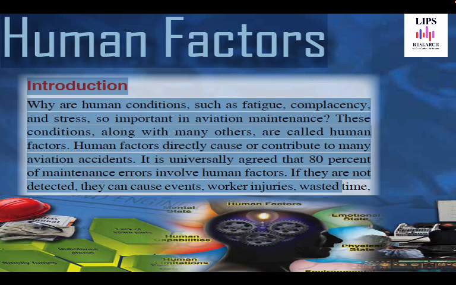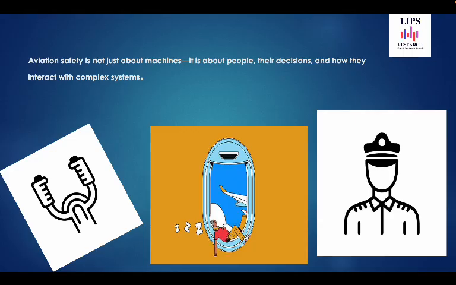There are so many conditions, such as fatigue and stress, which make it so important in aviation maintenance, and these conditions along with many others are called human factors. It is universally agreed that 80% of maintenance errors involve human factors, and if they are not detected they can cause events, work injuries, and wasted time. So it's well said that aviation safety is not just about machines, it is about people, their decisions, and how they interact with complex systems.